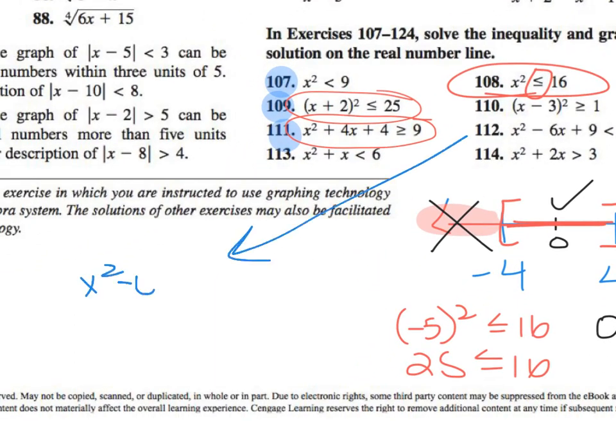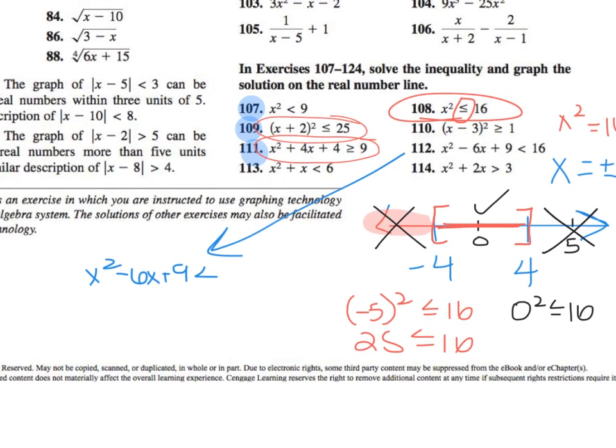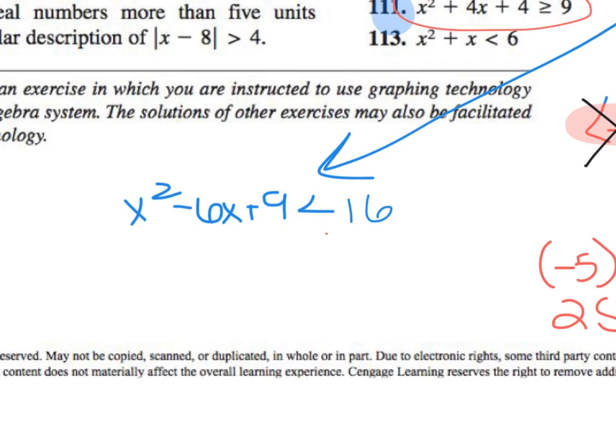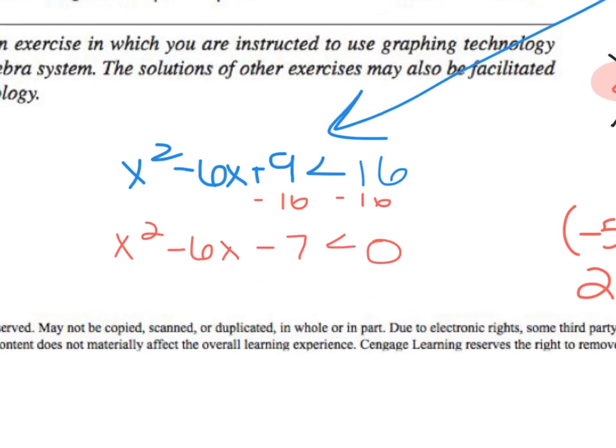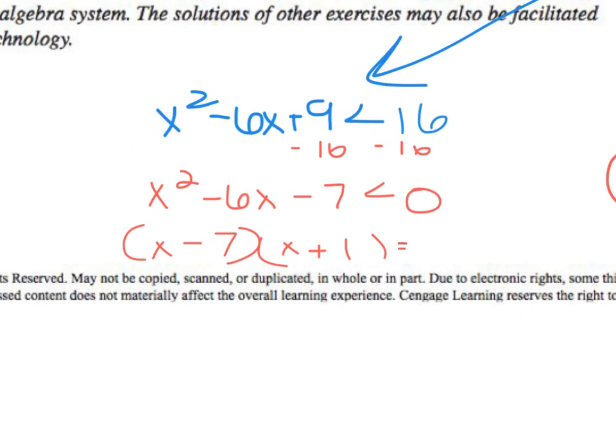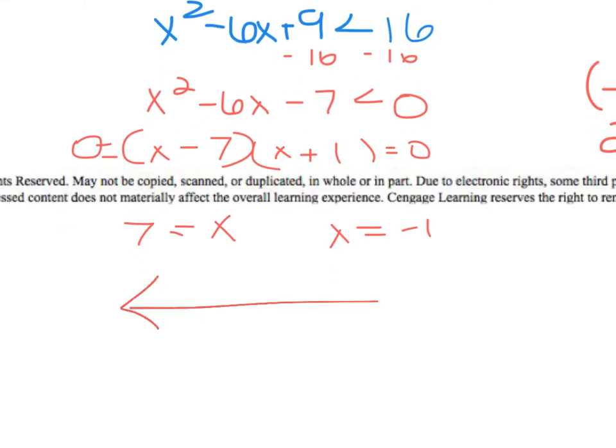x squared minus 6x plus 9 is less than 16. So in order to factor it to solve it, I've got to get it equal to 0. I'm going to subtract the 16. I get x squared minus 6x minus 7 is less than 0. Then I would factor this out: (x minus 7)(x plus 1). And I'm going to solve it as though it's equals and test points. So x would equal 7, x would equal -1. And then on my number line, I would do -1, 7.